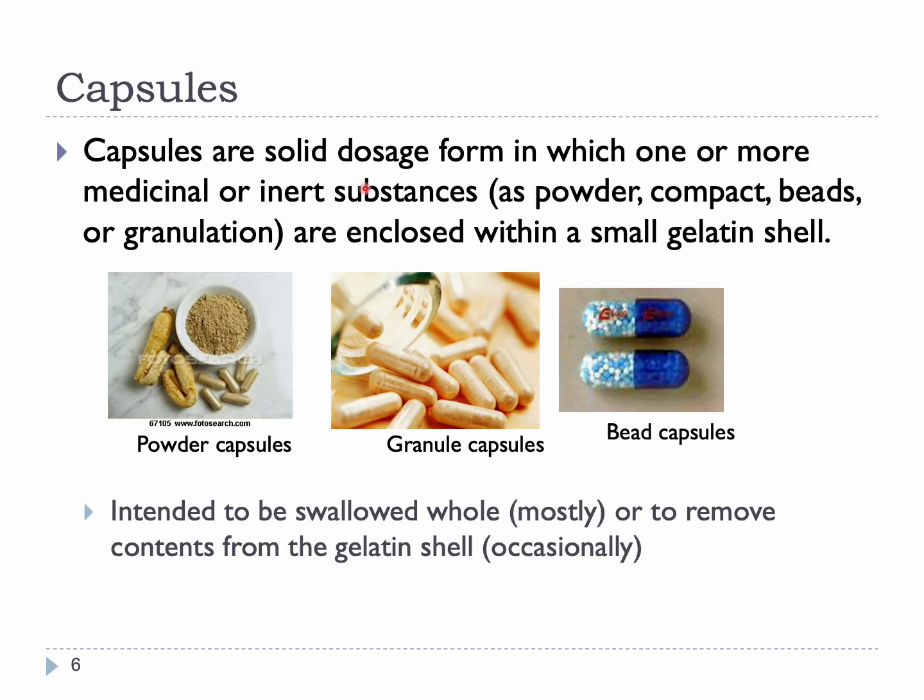Okay, now we go to the details of the lecture. Capsules are solid dosage forms in which one or more medicinal or inert substances, as powder, compact, beads, or granulation, are enclosed within a small gelatin shell. So in short, a capsule includes API and excipients, and all ingredients are encapsulated in a small gelatin shell.